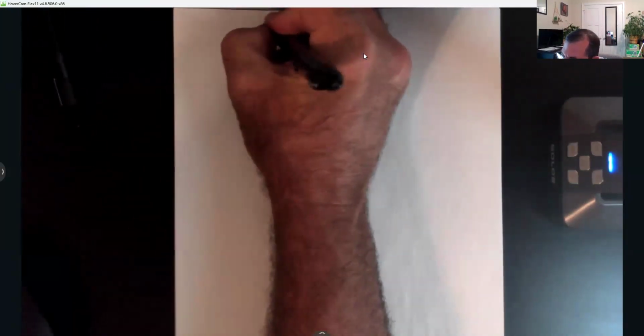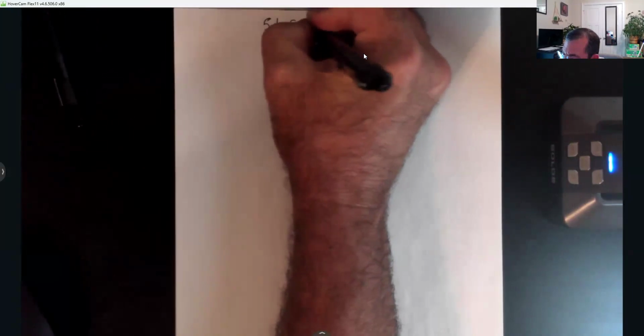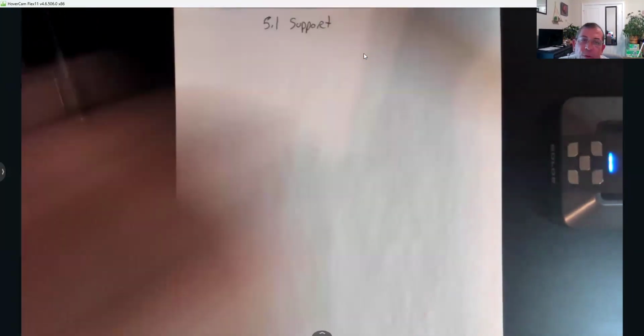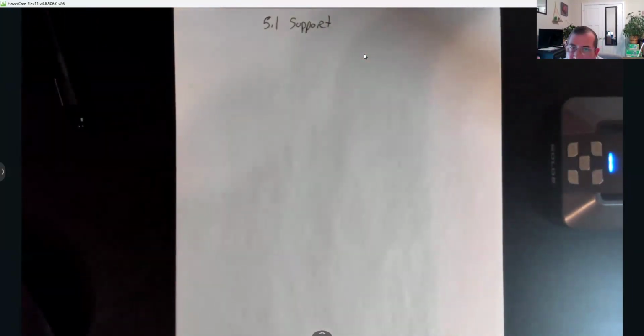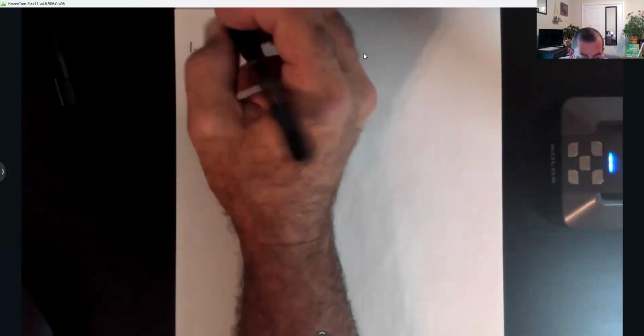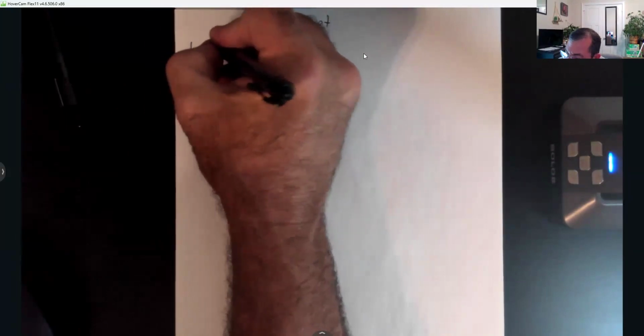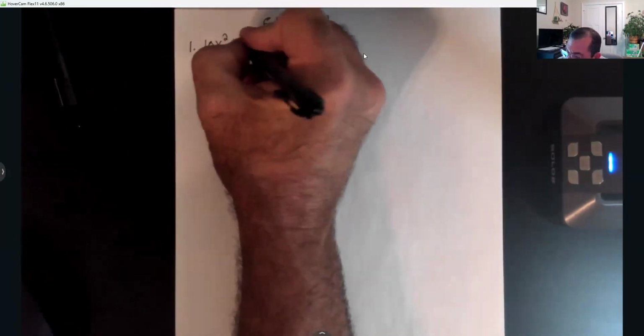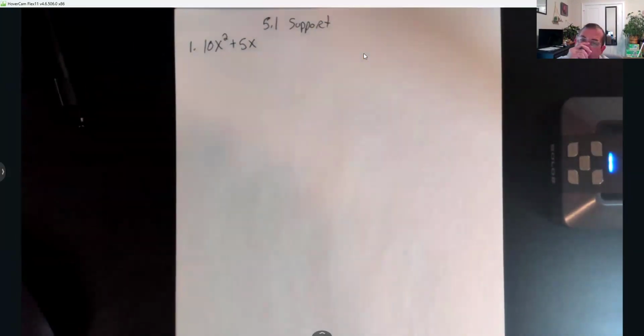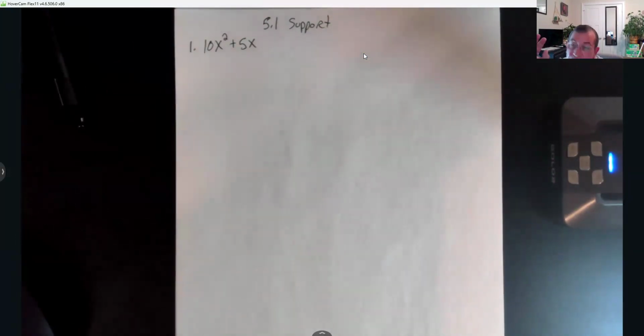So let me start with a few in the 5.1 support. And these were just to get you ready for factoring because we had to do some factoring today. So y'all, number one, 10x squared plus 5x. Now, they don't want me to solve this. They just want me to factor it.